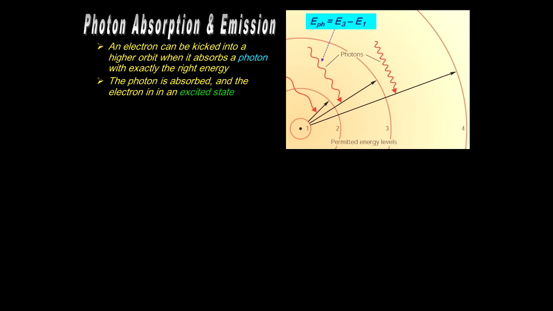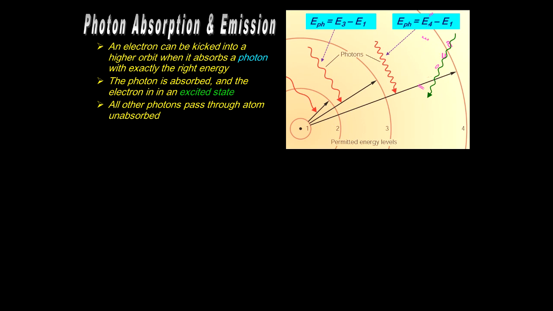See, it's very logical. This one is the energy of level 4 minus level 1. Notice it's a shorter wavelength photon, and it'll kick it from 1 to 4. All of the other photons pass through unabsorbed because they have the wrong wavelength, therefore the wrong energy, and nothing happens. So that would be most photons. They'll just pass right on through.